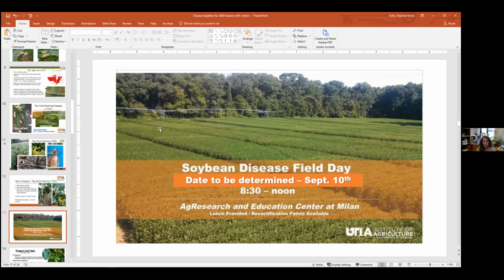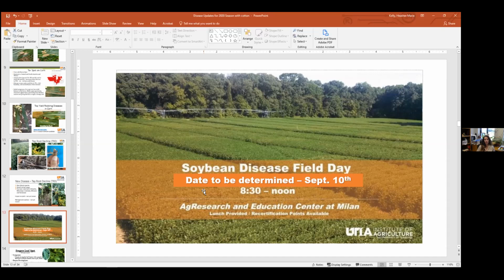And I'll be touring my fields in Milan, Tennessee. And that's actually where those taproot decline pictures were taken 2 years ago. And last year in the exact same spot, the exact same symptoms and pathogen were identified and seen. And so there's probably no reason why to expect it won't be there again.